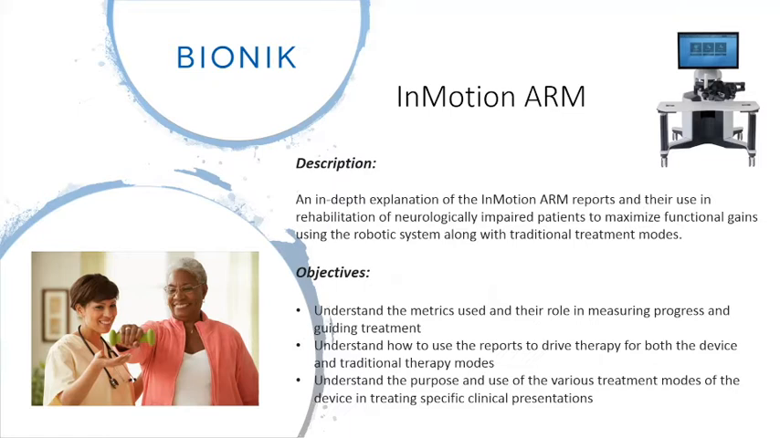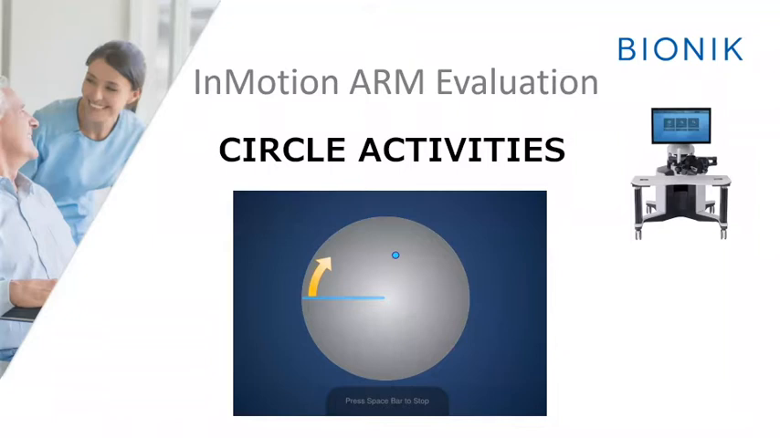The InMotion EVAL will help assess the patient's baseline impairment, along with all the other evaluation techniques you regularly use. The results will help determine what treatment modes will work best for your patient, both with the robotic system and with traditional therapy. The patient progress will show as you progress through the treatment, and changes in the InMotion metrics can be used to gauge success and to show that progress both to the patient and to payers. So we'll take a look at the components of the evaluation to start with.